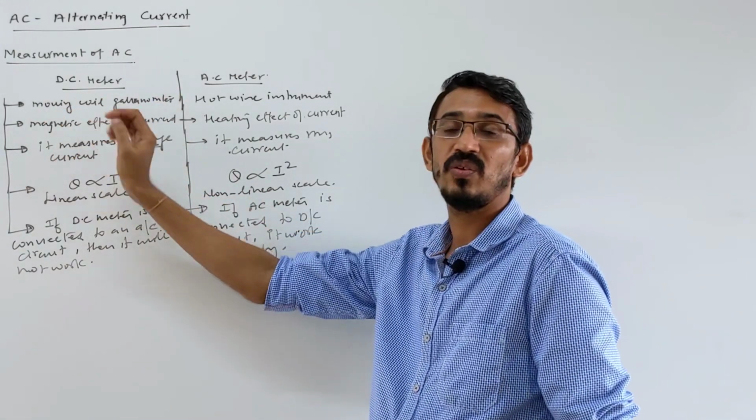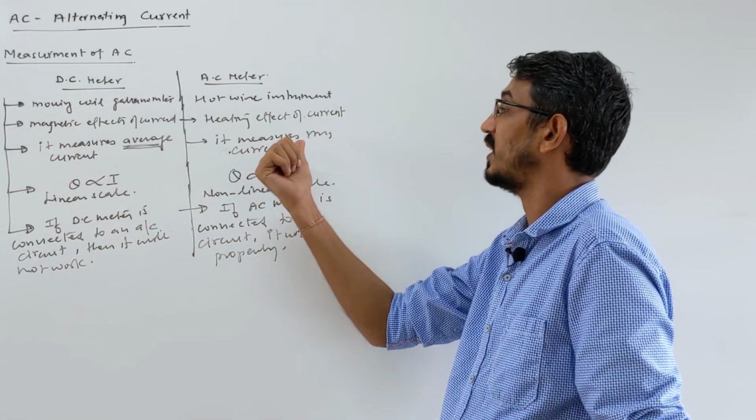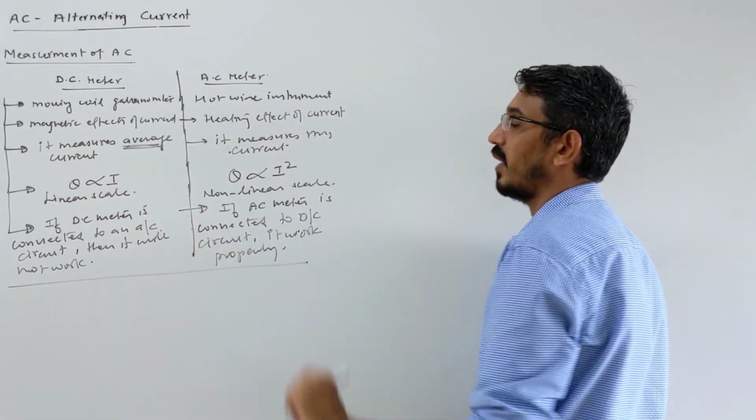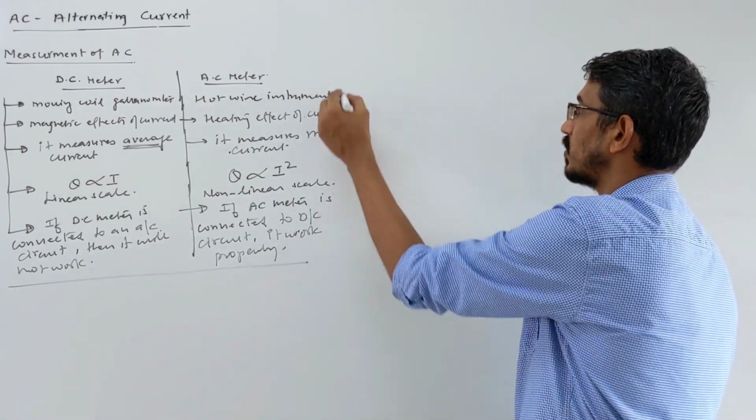But a DC meter you cannot use for what? An AC circuit, because, again I am saying, the average value of AC is what? 0, and the DC meter reads what? The average value, correct? Okay, this was a small point.